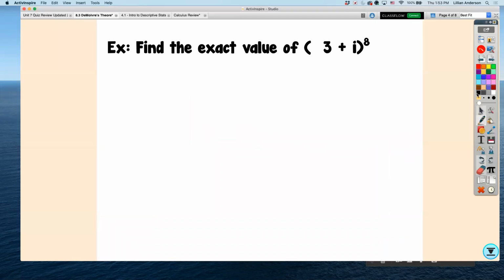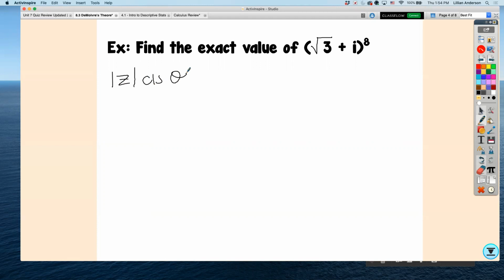We're going to find the exact value of the square root of 3 plus i, to the 8th power. So instead of doing binomial expansion and having to deal with combining like terms, or even multiplying the square root of 3 plus i by itself 8 times, we can apply De Moivre's theorem to find the exact value. What we need to do first is take it out of its Cartesian, rectangular form and put it into polar form. That's what we did yesterday, when we took the modulus and then cis theta.